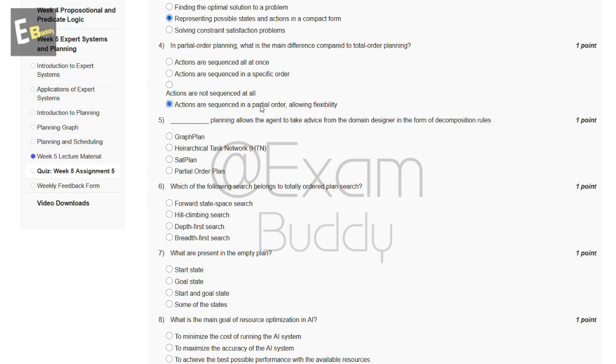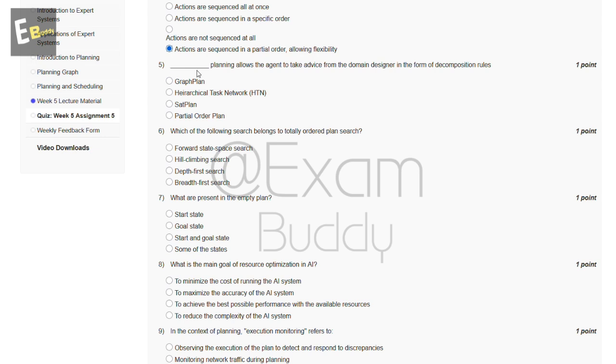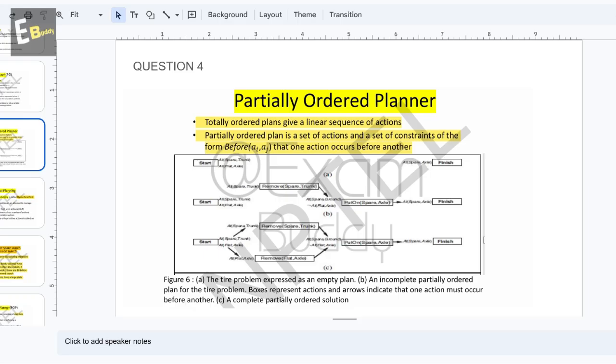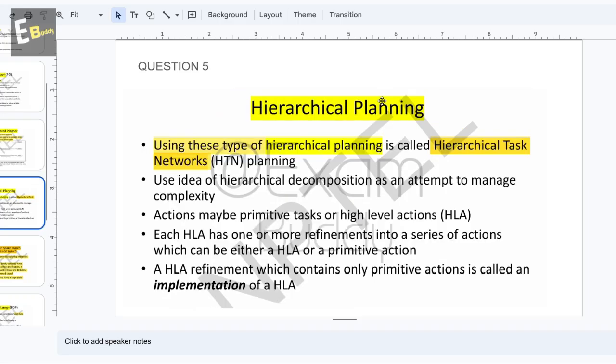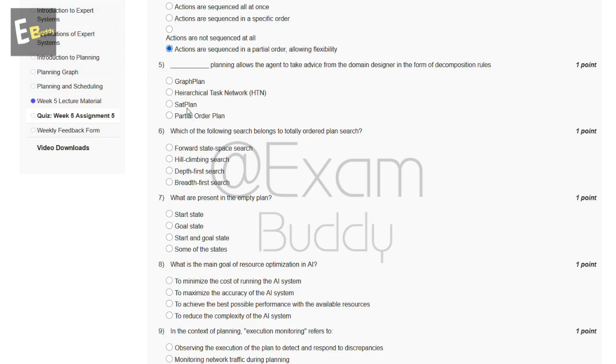Now, the fifth question is, does planning allow the agent to take advice from the domain designer in the form of decomposition rules? So, these are the options: graph plan, hierarchical task network, set plan, partial order plan. So, let's check the answer of our fifth question. Question fifth, hierarchical planning. Using this type of hierarchical planning is called hierarchical task network. So, the answer of our fifth question is B, hierarchical task network.